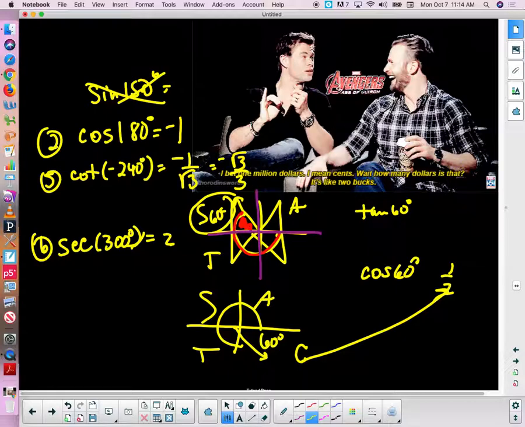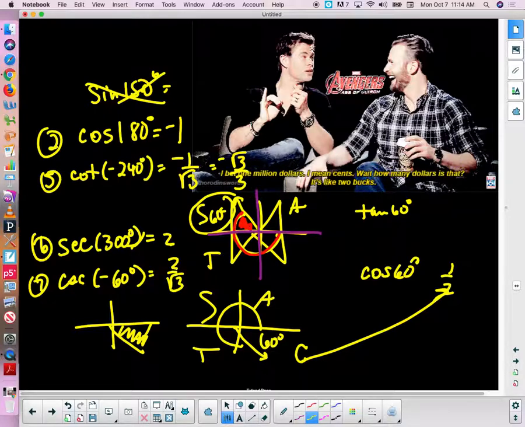Okay, let's do number 7. Cosecant of -60. All right, well, obviously my reference angle is 60, right? Okay, the sine of 60 is square root of 3 over 2. You can flip it over and just call it 2 over root 3 is fine with me. Delta Math's probably going to make you rationalize it.